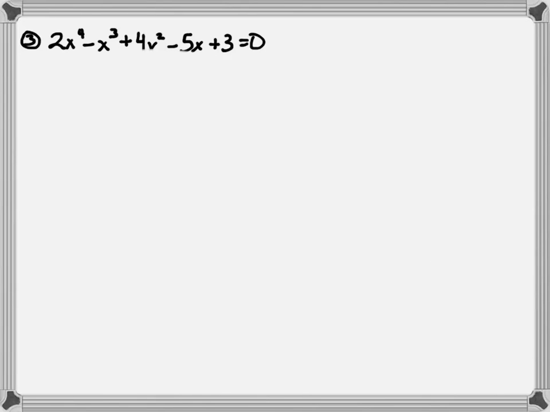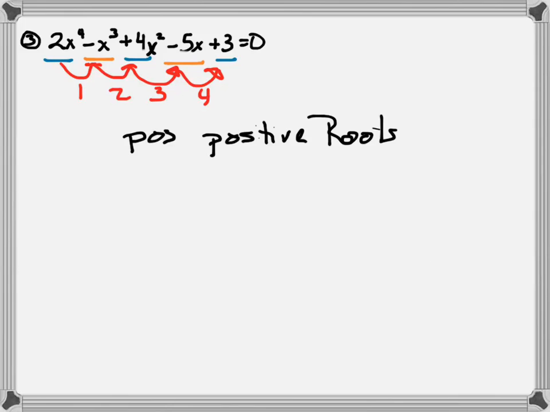And this last one, we have 2x to the 4th minus x cubed plus x squared minus 5x plus 3 equals 0. Go through and identify your sign changes. So we had 4 sign changes, so 4, 2 or 0 possible positive roots.